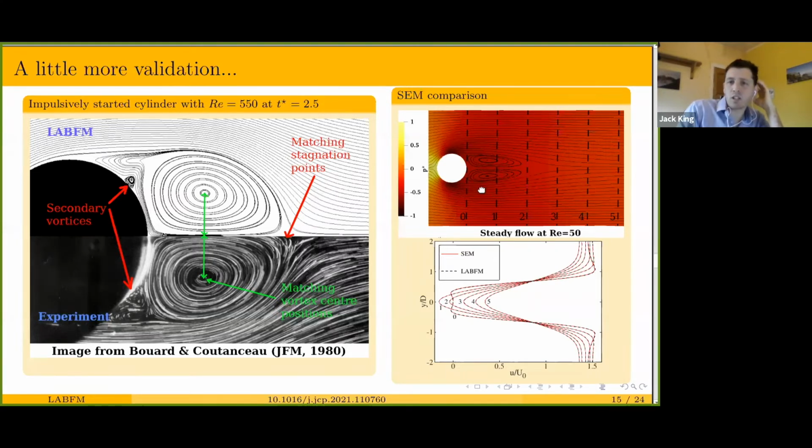On the right, we've got a comparison with the spectral element methods. This is looking at the steady flow behind the cylinder. When we look at the velocity profiles in these transects behind the cylinder, we get an extremely good match with published spectral element methods, which is just a nice little further confidence booster that our code is doing the right thing.